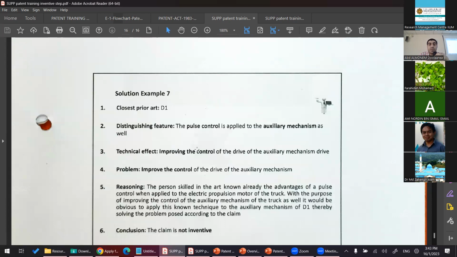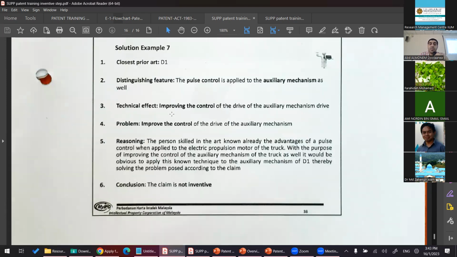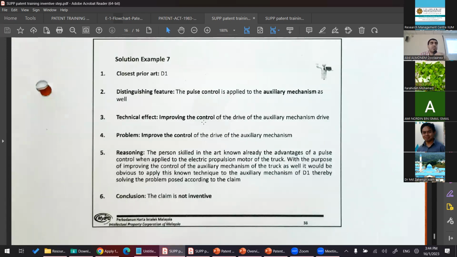This one, okay, the pulse, this is the solution. The pulse control is applied to the auxiliary mechanism. This one is a bit engineering, maybe I will leave it for a few seconds for engineering people to read, because even if I read, I don't understand much. It's not my field. So basically you can read and see how they apply it.